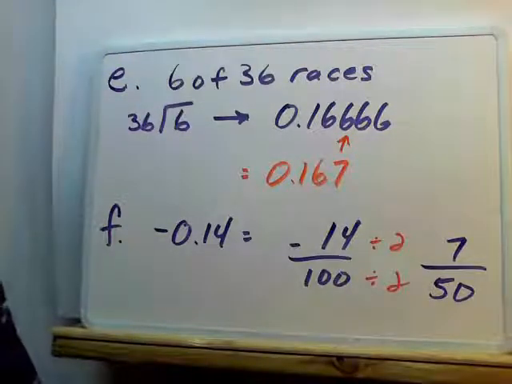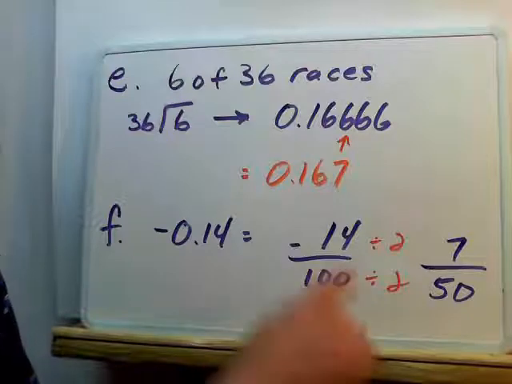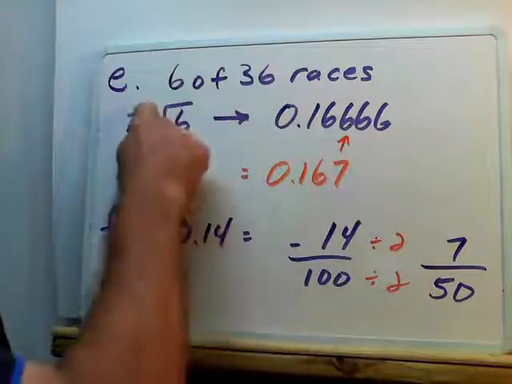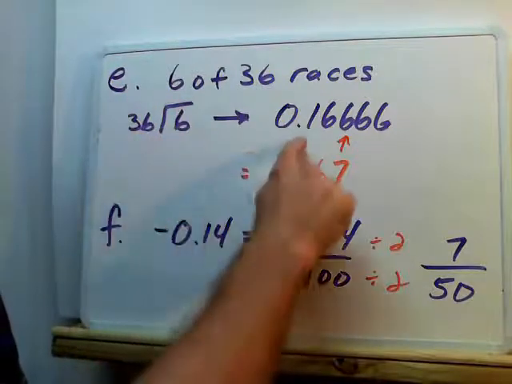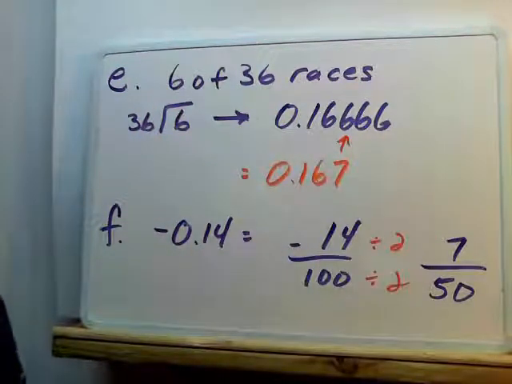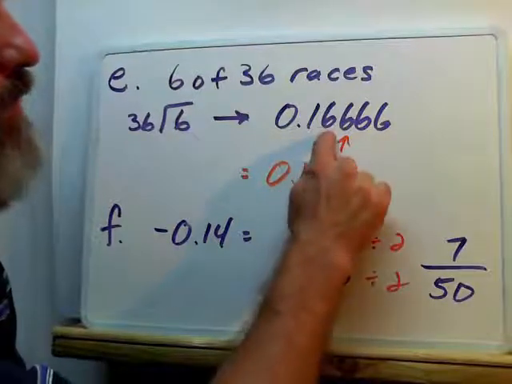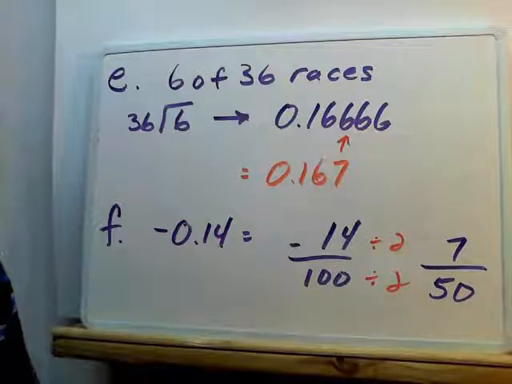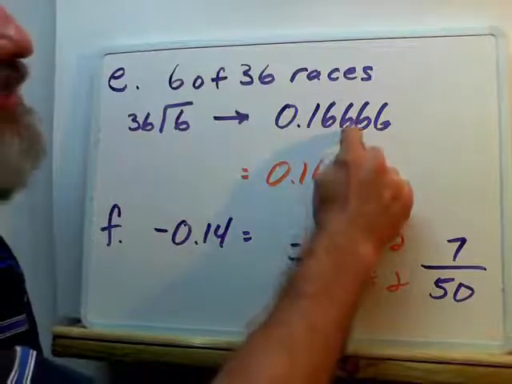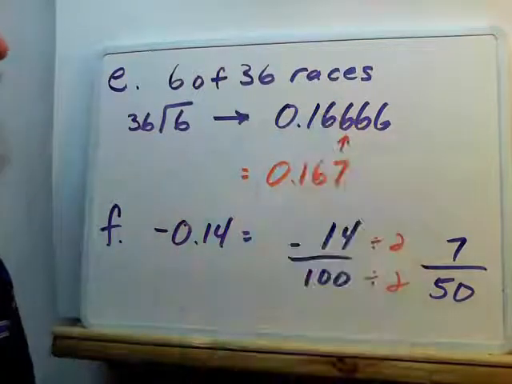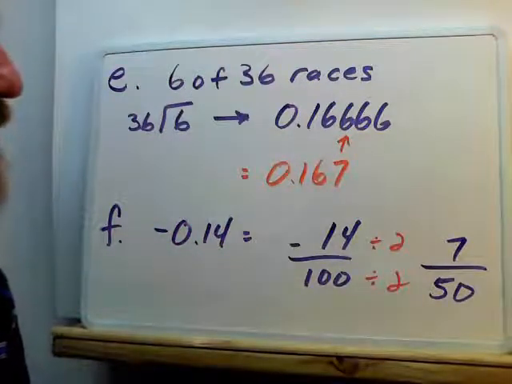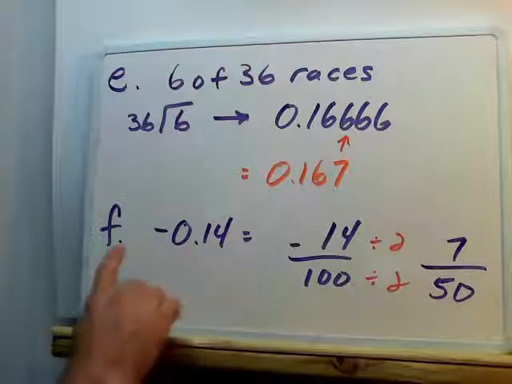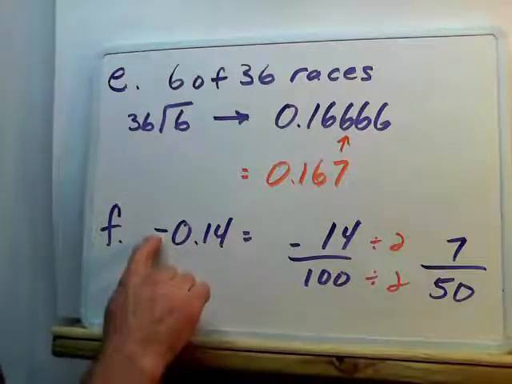Problem letter E. 6 of 36 races he won. So that's 6 of 36. It would be 6 divided by 36, put it in a calculator, and you need to take this to the thousandth place again, 10ths, 100ths, 1000ths. So we go to the second 6 here. This 6 rounds that one up, so it's 0.167 or 167/1000ths.